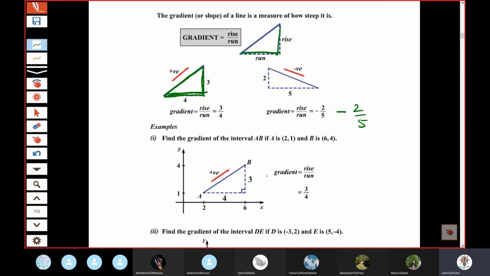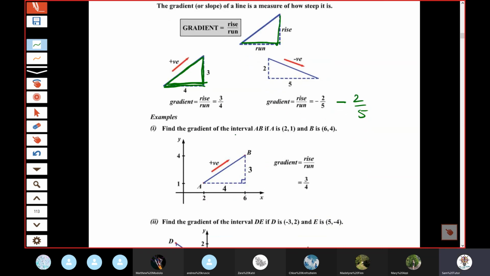So let's have a look at a question. This question says, find the gradient of the interval AB. Again, you can use the formula you're used to, but right now we're trying to do it via rise over run. So A is (2, 1). B is (6, 4). What's your rise? What's your rise from 1 to 4? How much have you risen? You've risen 3. So your rise is 3.